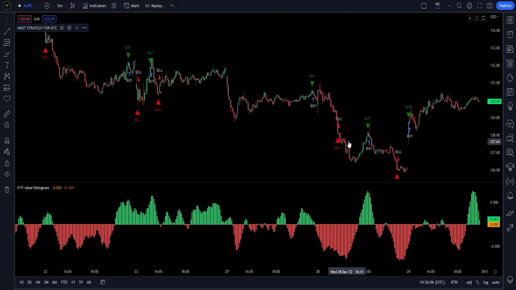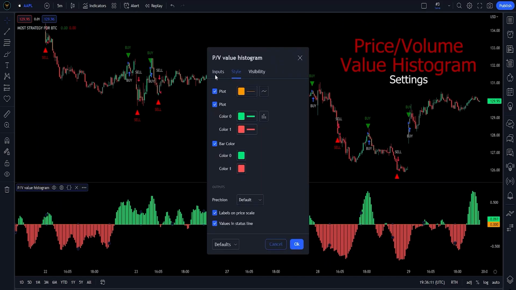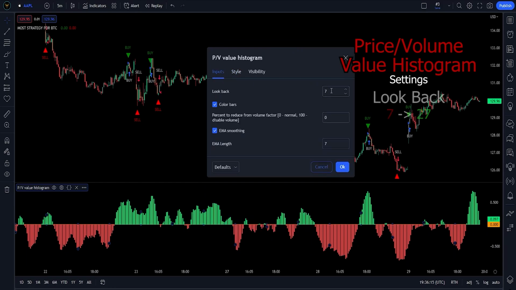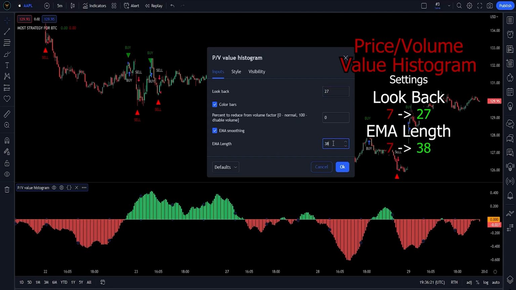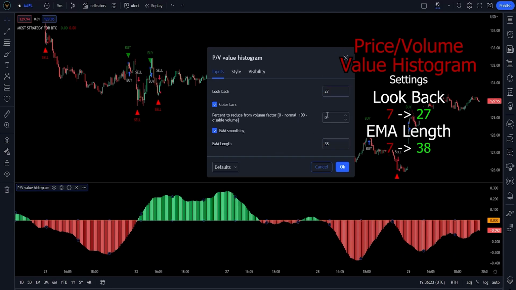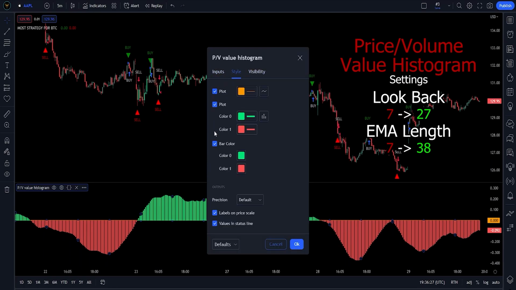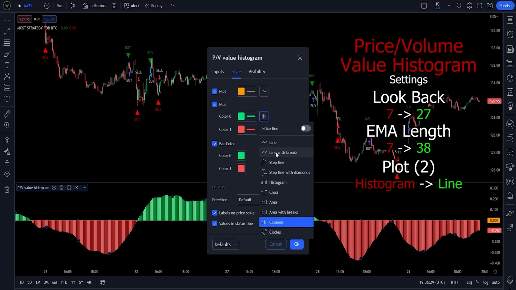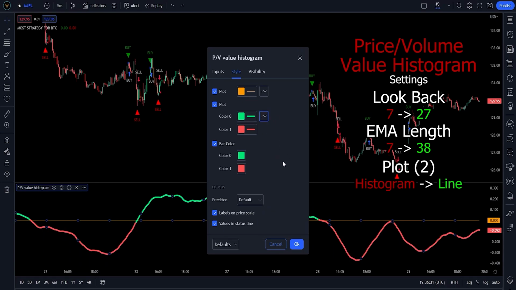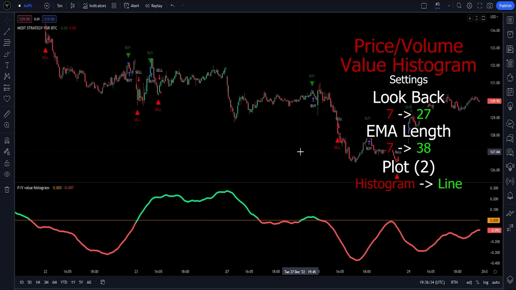Now let's modify our volume indicator. Double-click any area in this volume histogram, and you will open settings for this indicator. Now, in Inputs, change Lookback from 7 to 27. Also, we need to change the EMA length value from 7 to 38. This middle value is fine as it is. Once you're finished, open the Style tab, and in here, change this second plot option from histogram to line. Once again, press OK, and we are finished with modifying our indicators.